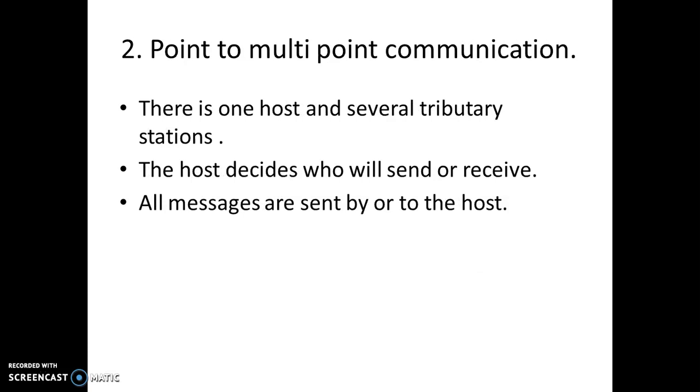In point to multi-point communication, one to many, there is one host and several tributary stations. Importantly, the host decides who will send or receive messages.